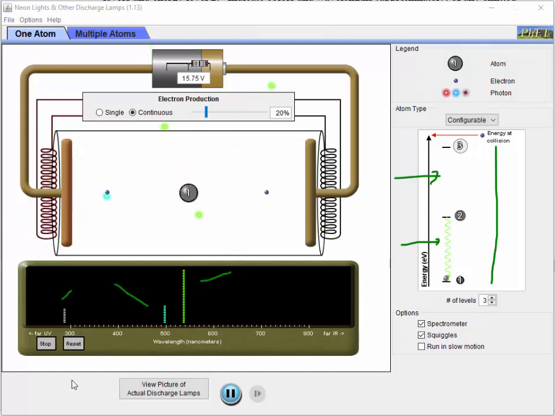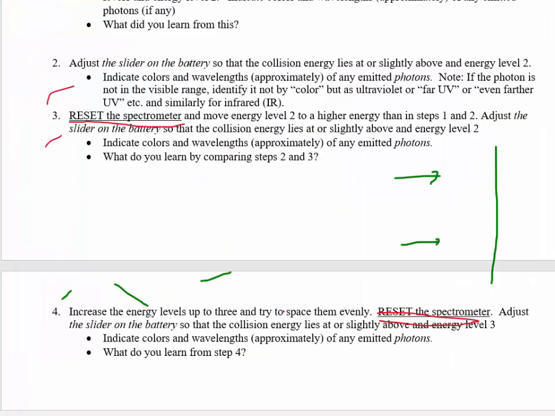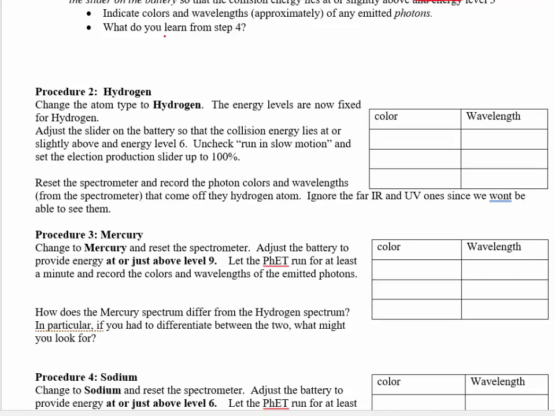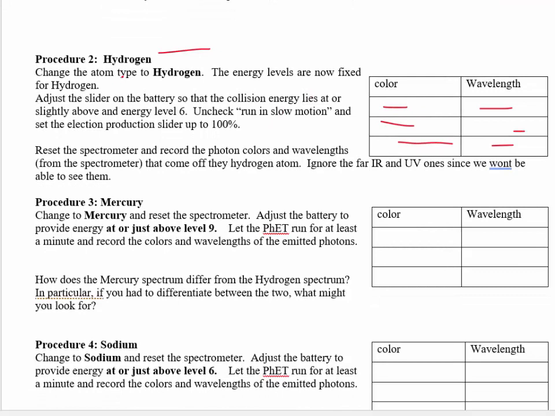And what we're going to do is go ahead and come down to the lab part. For the lab part, we can also mess around with the atom that we are probing, and I'll have you set it to hydrogen. Go ahead and record the colors and the wavelengths that come off of hydrogen, and you can read those right off of the spectrometer.